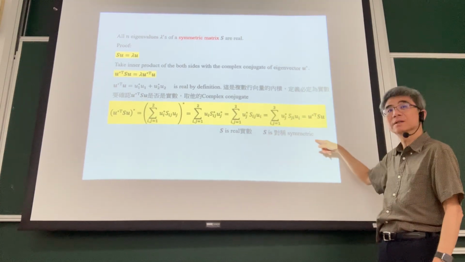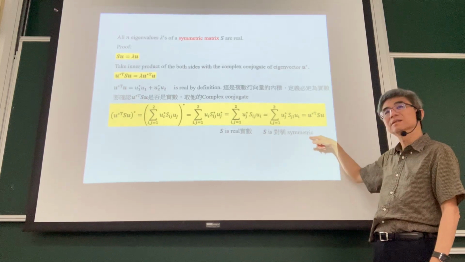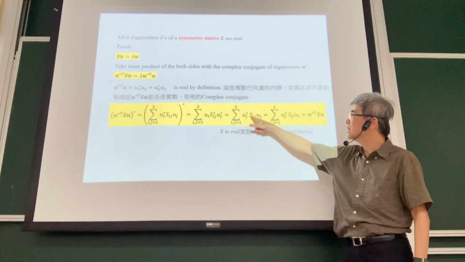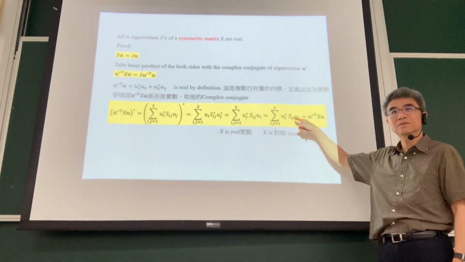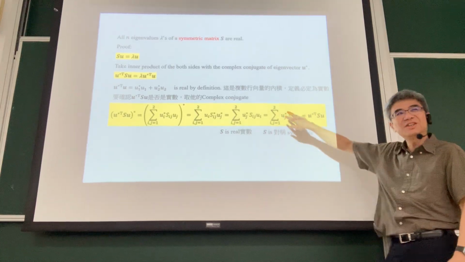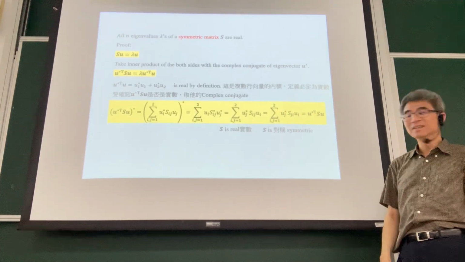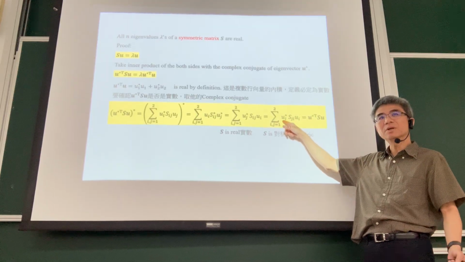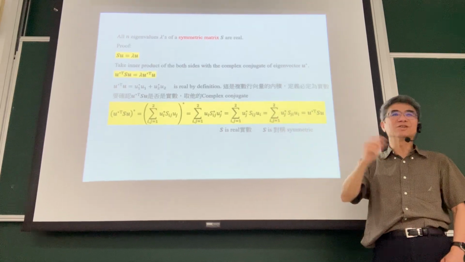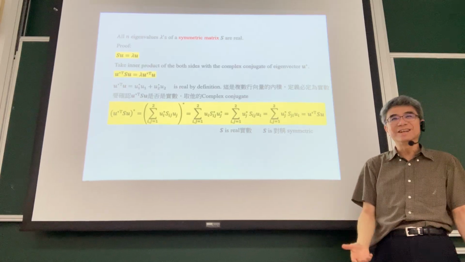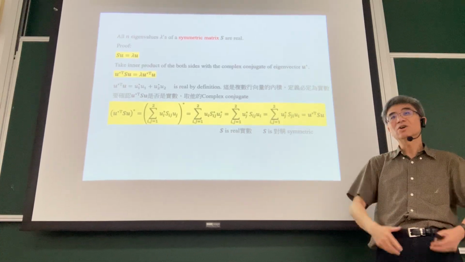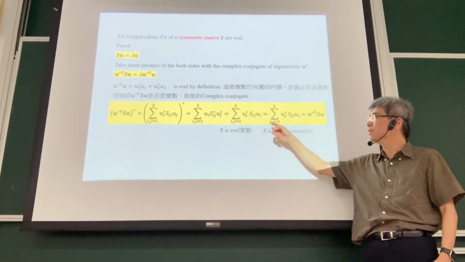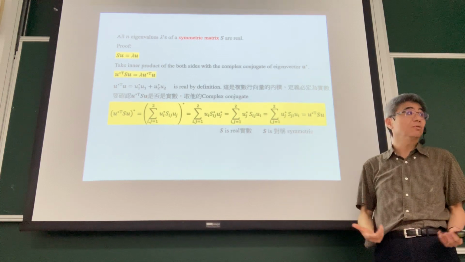I'll write it down here. S is symmetric, therefore Sij is equal to Sji. So if I reverse the order of the index, then the right matches the right, the left matches the left. Remember, I and J are just 1 and 2. It doesn't matter what you call it. You can call it anything you like, K or L. They are just 1 and 2.